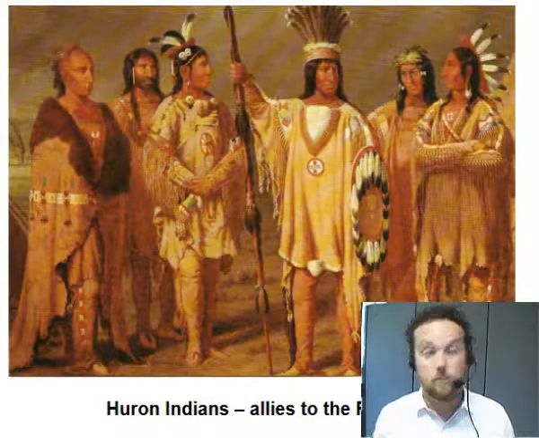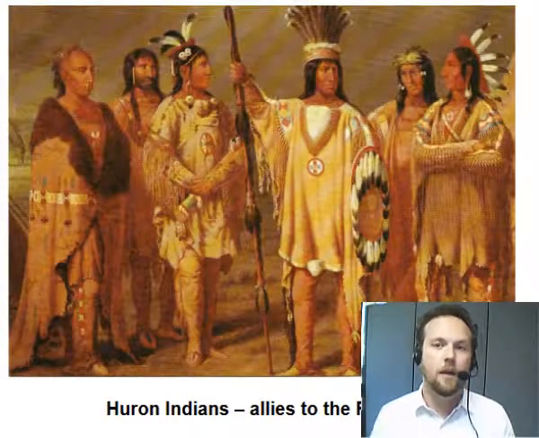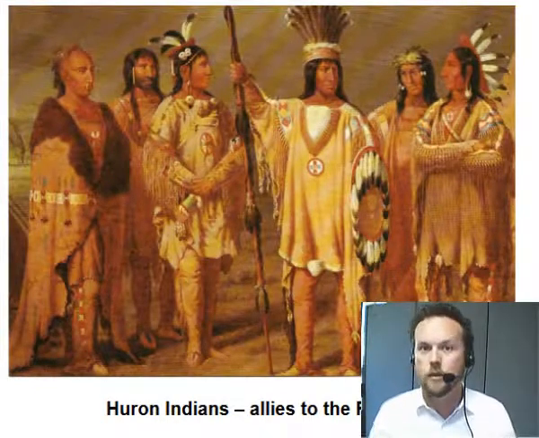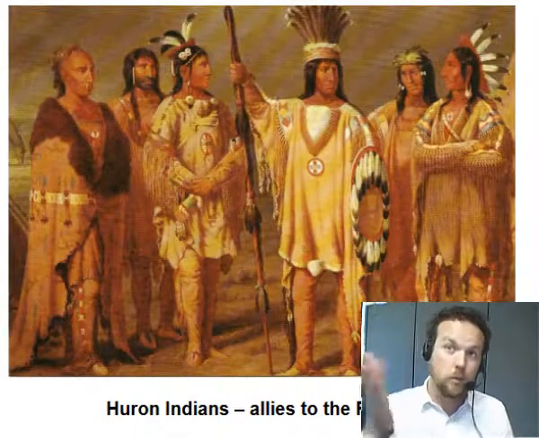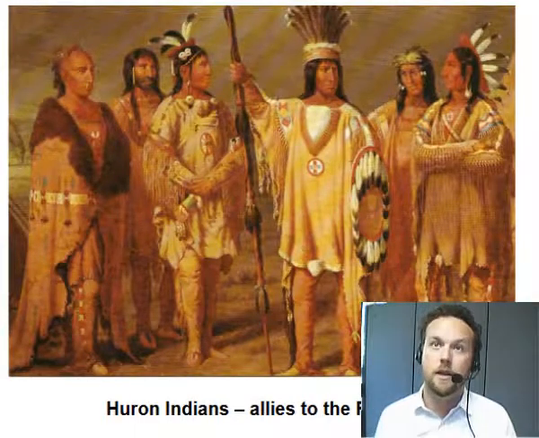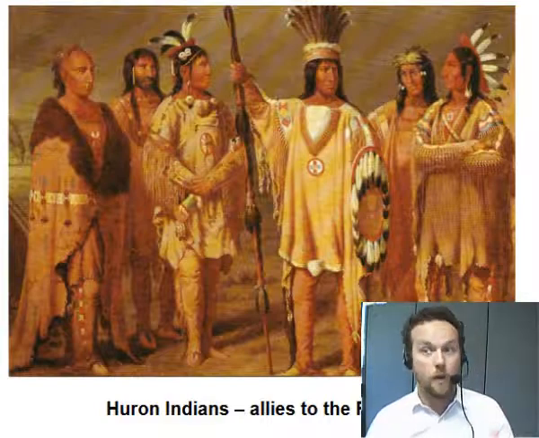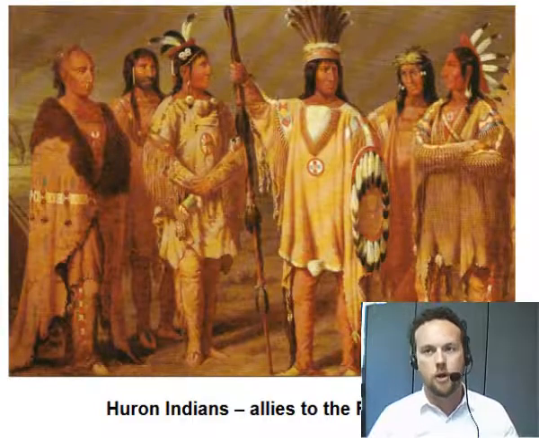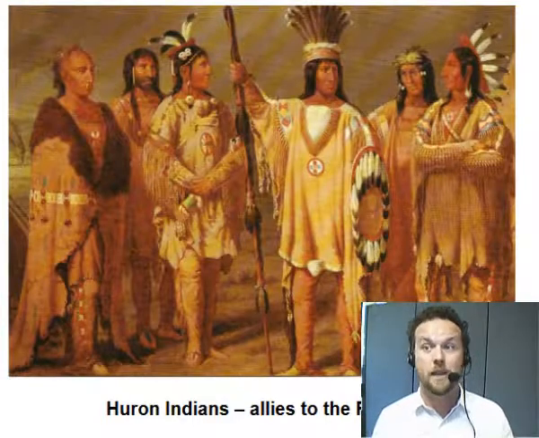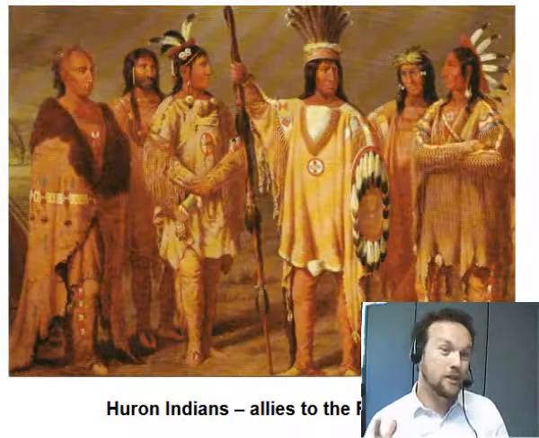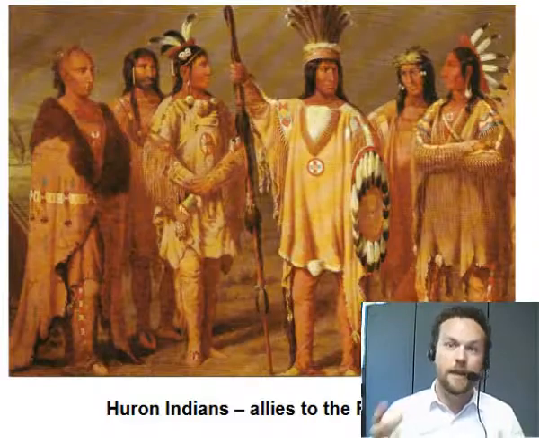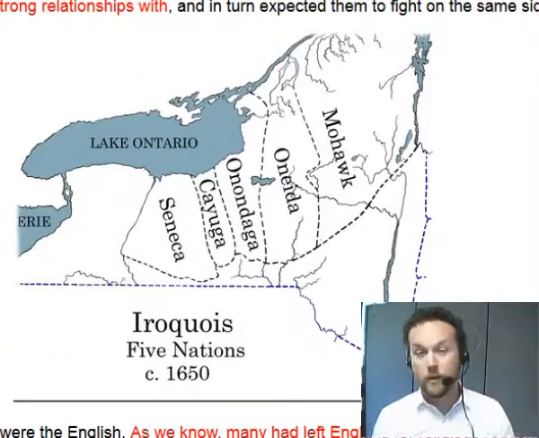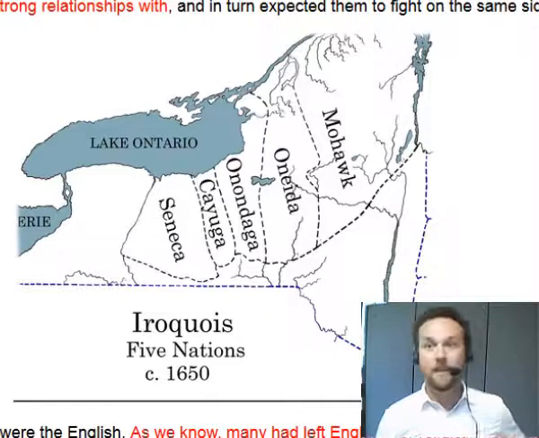Some would marry Native American women, so they would cooperate more because they would help them with hunting and trapping. And we're looking right here at a picture of the Huron, and the Huron were one of the groups that the French had really built strong relationships with. And so in turn, the French expected that they would fight on their side. So on one side you have the French, on the other side you have the English.